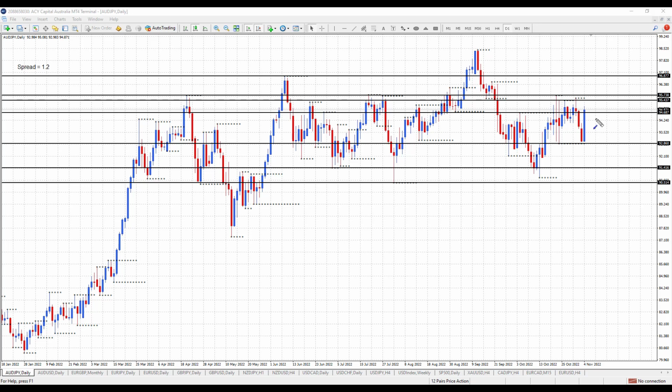Just a word of note, I had to manually adjust my daily candles because my platform won't log onto the server at the moment. So just to get the recording done, I've had to do that. So hopefully my daily candles reflect yours.